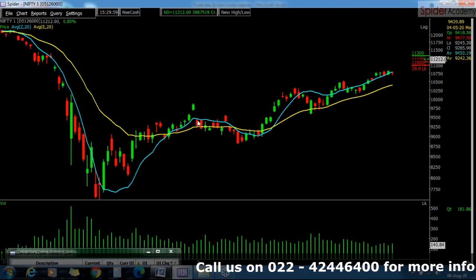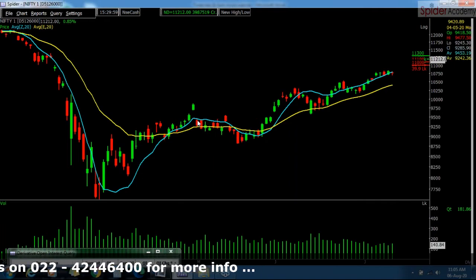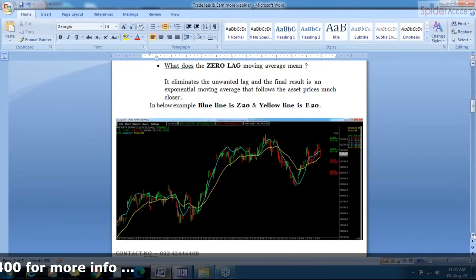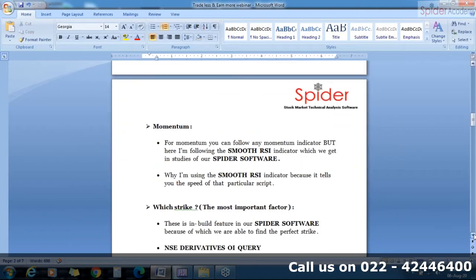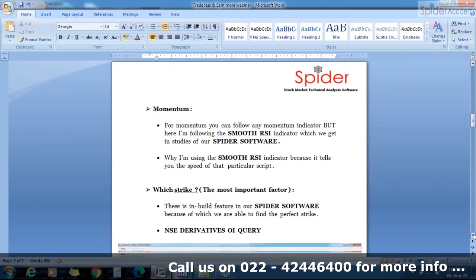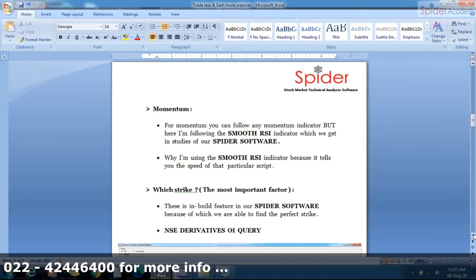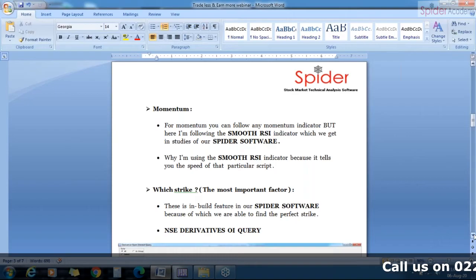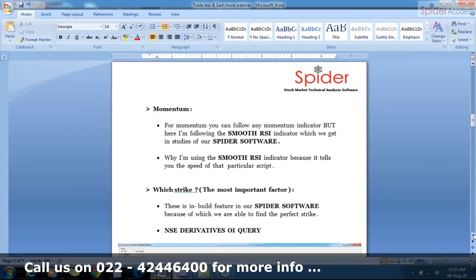Now we have known how we can identify the trend. Now we will move to the second factor, which is momentum. Here in momentum, you can use any other indicators for momentum which you are more familiar with. Right now I am using the smooth RSI, which is inbuilt in our Spider software studies. Why am I using the smooth RSI indicator? Because it tells you the speed of that particular script.